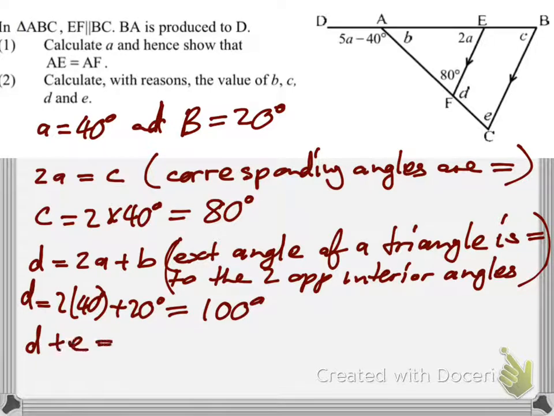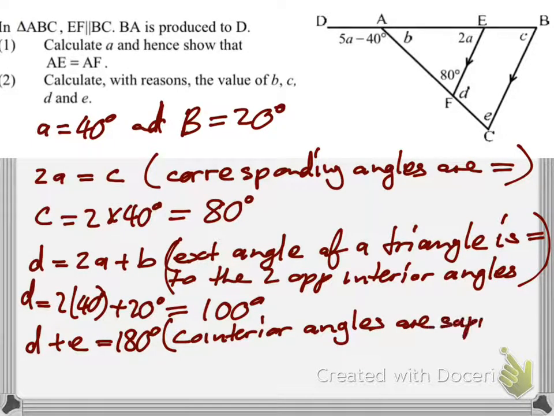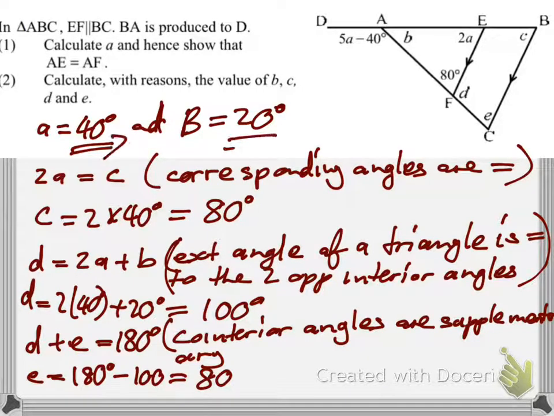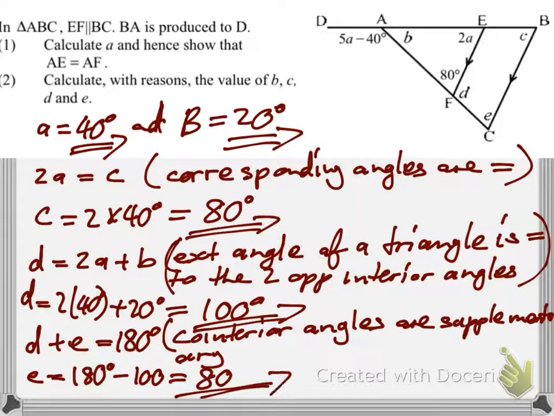And then to find my E, it's going to be D and E. They are co-interior angles. Remember, co-interior angles are supplementary. So my E is going to be 180 subtract 100 degrees, which is E equals 80 degrees. There we go. So there are many ways of solving these kinds of problems. Choose what you understand and use it.